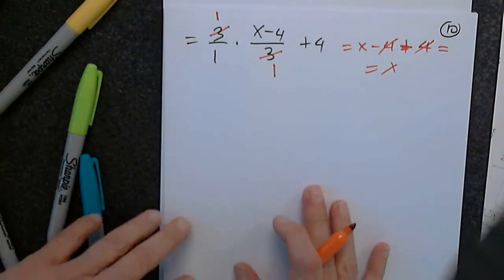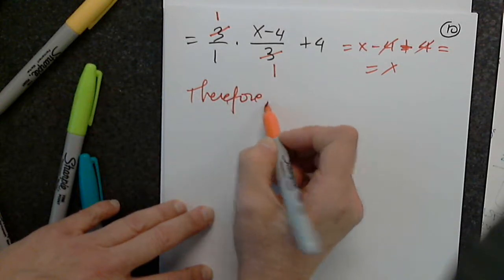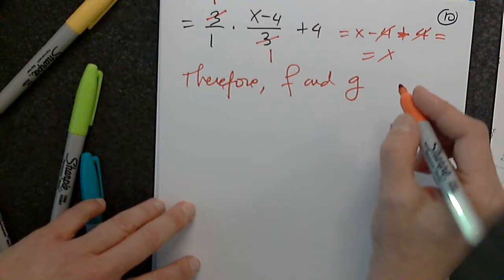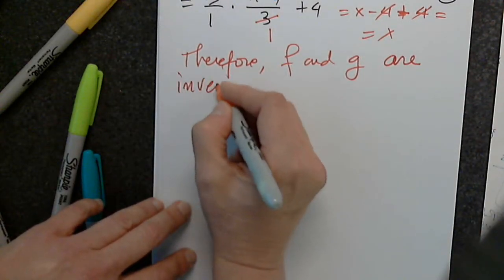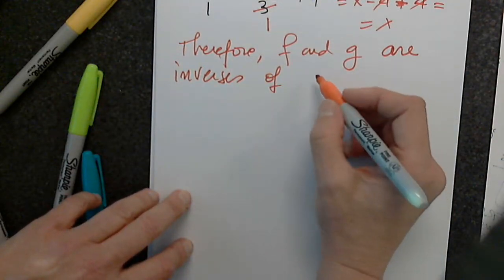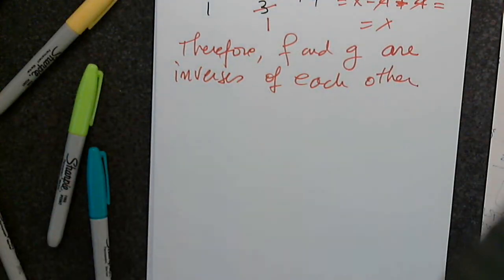So let's write the conclusion. Therefore, f and g are inverses of each other.